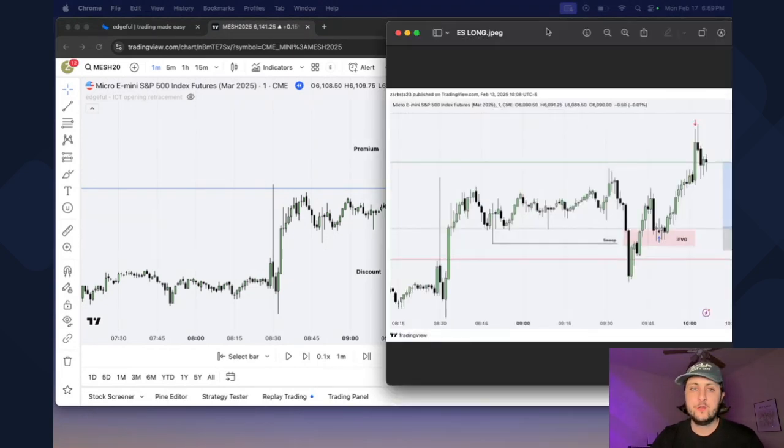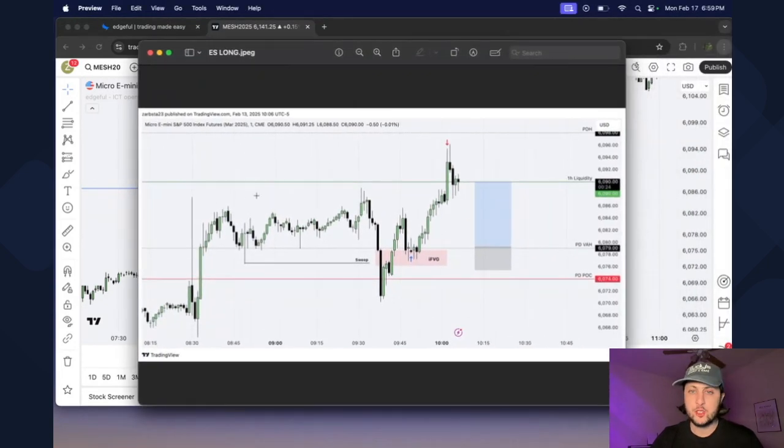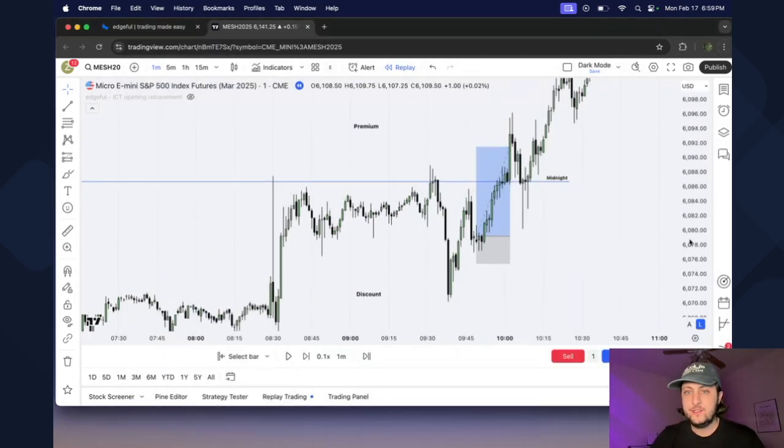First off, I do want to show proof of execution on the trade. If you see right here, I got long on the break and retest of this inversion fair value gap, and we got out towards the high of the range, targeting some 1 hour liquidity. So anyway, getting into the trade.